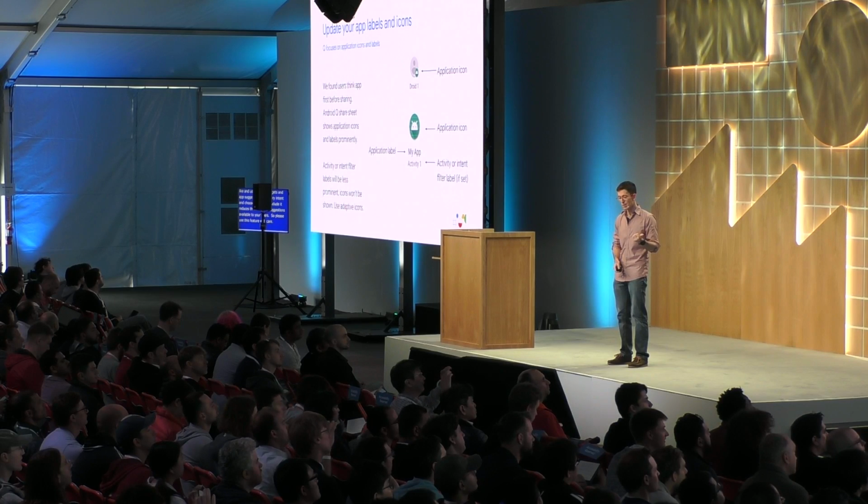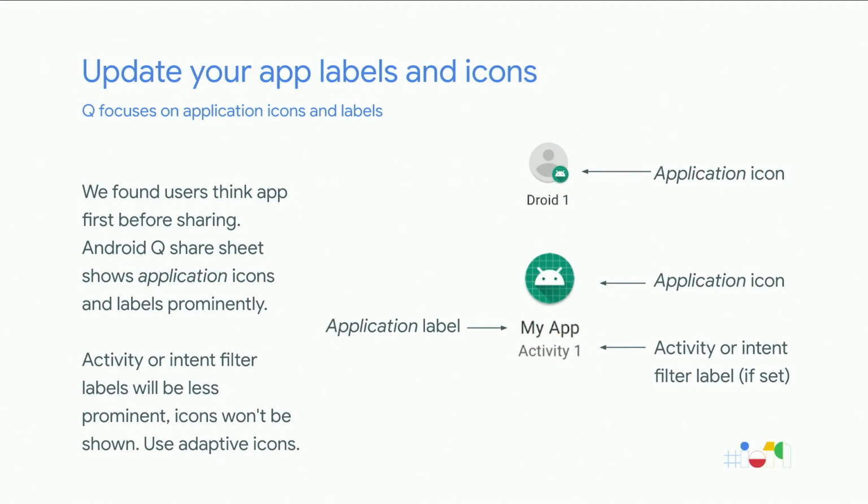Through user studies, we've learned that folks almost always think of the person and the app they want to share to before they ever hit the share button. To make it easier for users to find that app that they're looking for, we've alphabetized app share targets by app name. And important for you, we've changed the way that targets look.